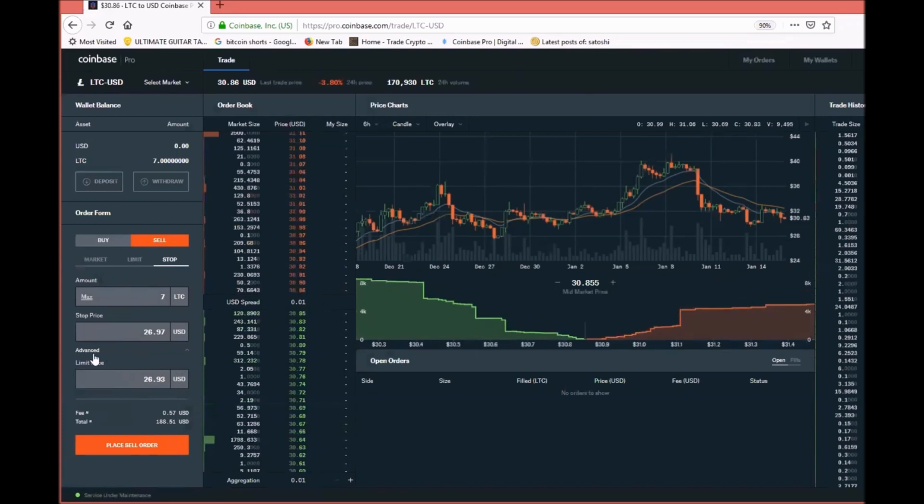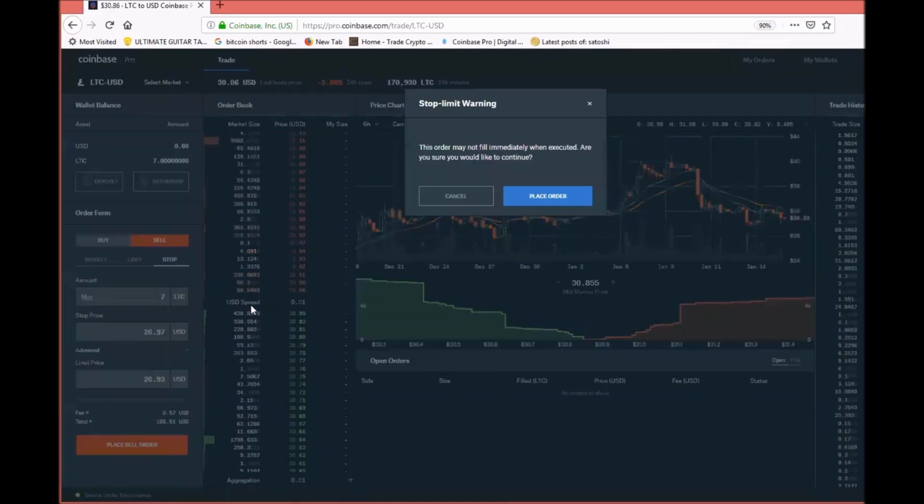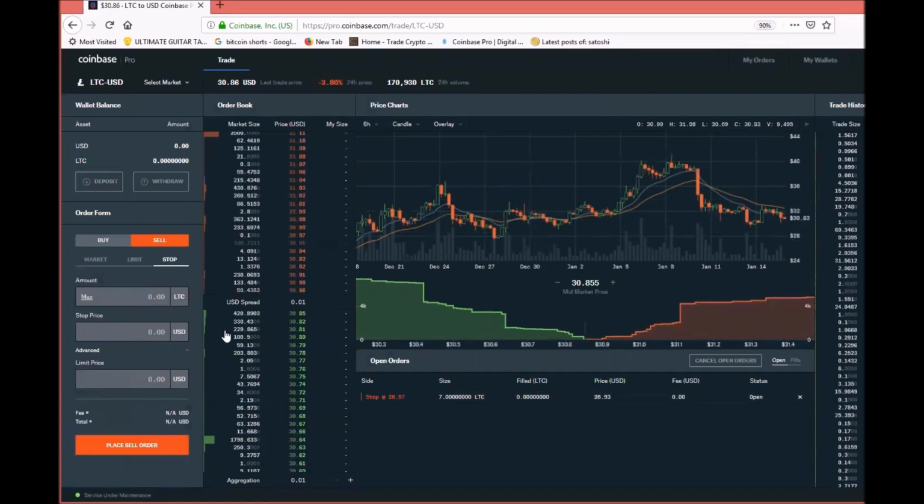And you'll also notice when you set the advanced limit price that you get an estimated total value of your sell order. Now that value is derived from assuming all 7 Litecoins are sold at the limit price. So if they sell for anything above that, you'll end up with a little bit higher amount than is shown here. Once I push place sell order, it says may not fill immediately when executed. That's okay. And again, that's referring to if there's only 2 Litecoins in there, it won't fill right away. It'll only fill the couple available.